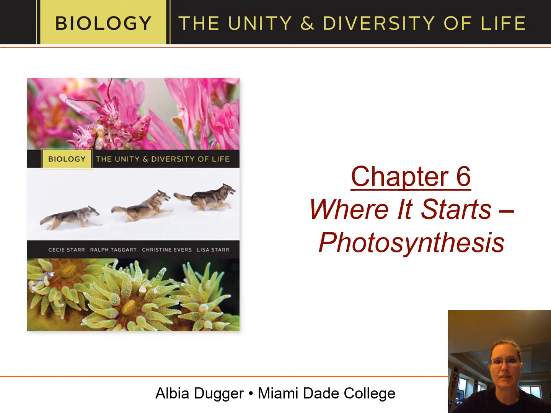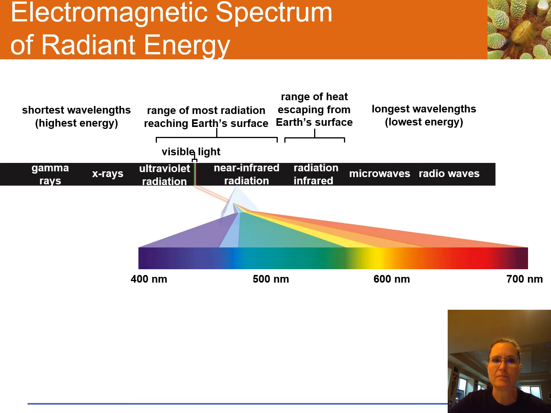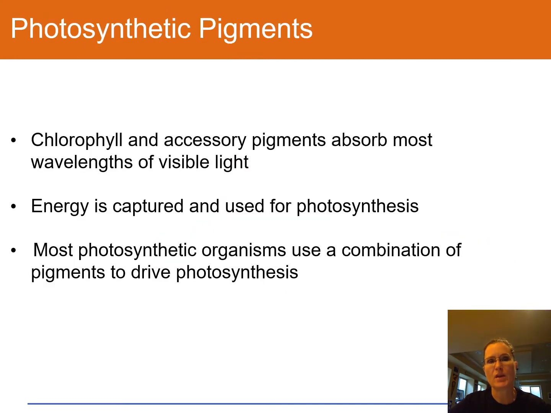And then we have photosynthesis. So chapter 6. And so we have autotrophs make their own food. Photosynthesis is a process where we use sun. Heterotrophs eat things that make their own. This is just a picture of the visible light spectrum and then the whole electromagnetic spectrum just for a reference. And then we care about pigments because they absorb the sun.